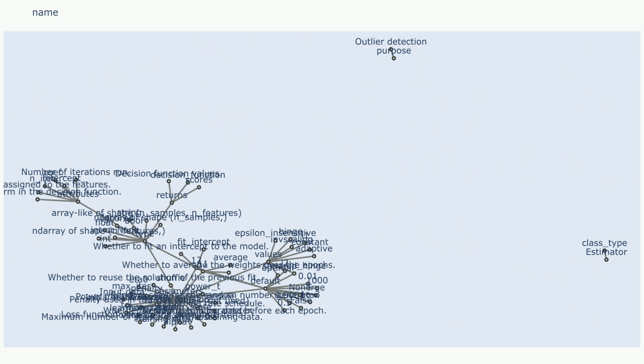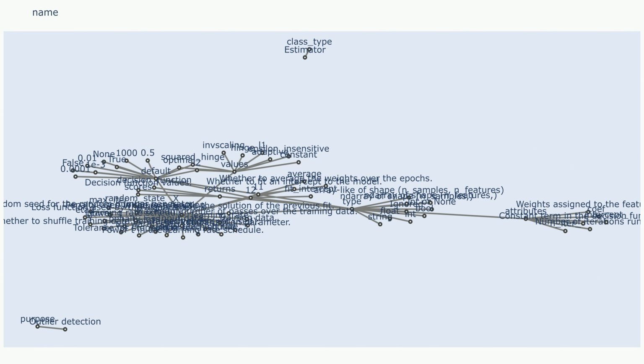Prediction: during prediction, unseen data points are classified as normal or anomalous based on their distance from the learned decision function. Points inside the normal region are classified as normal, while those outside are considered outliers.